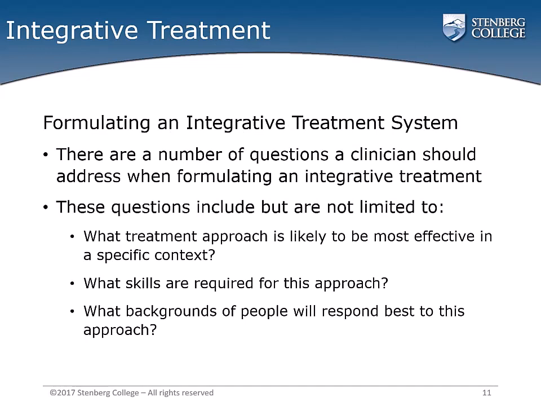So when we're formulating an integrative treatment system, there are a number of questions a clinician should address. The questions to be addressed can include, but are of course not limited to: what treatment approach is likely to be most effective in a specific context? What skills are required for this approach? What backgrounds of people will respond best to this approach? What are the overall goals of treatment? What clinical skills are of particular importance for adopting this approach? How is effectiveness measured, and what or when determines when treatment is completed, and so on.